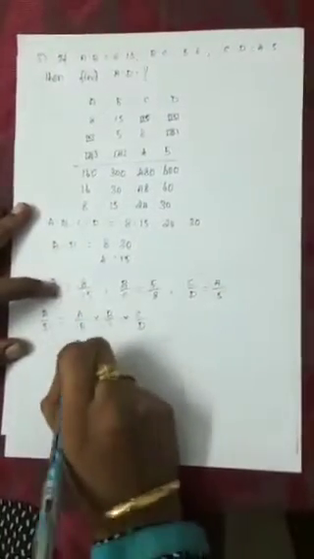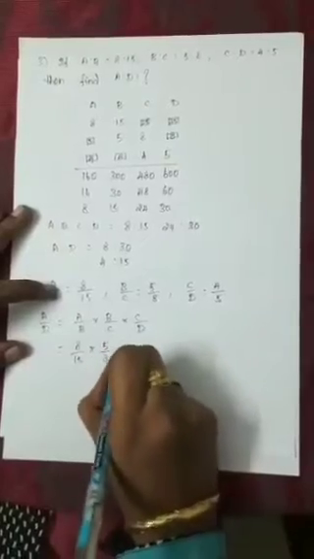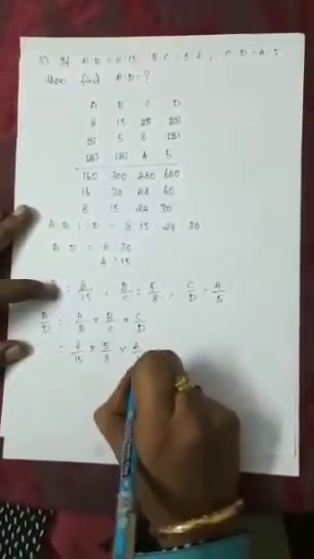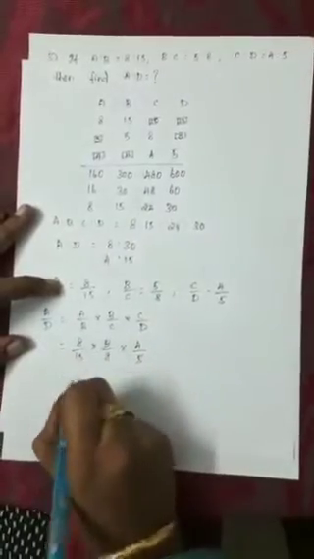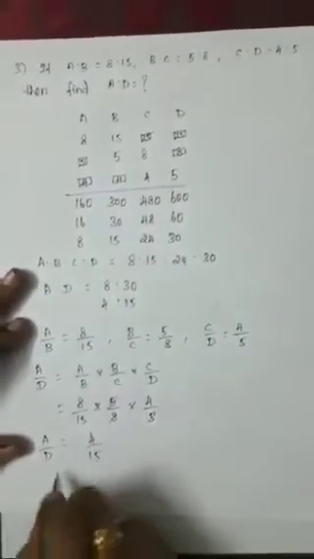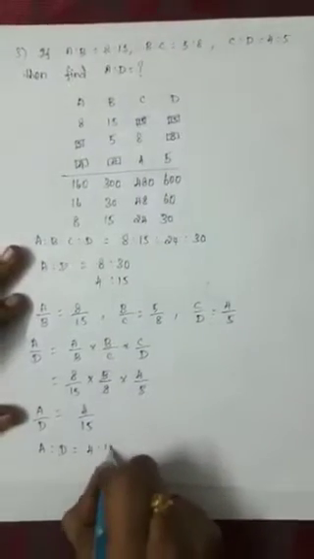A by B is 8 by 15, B by C is 5 by 8 and C by D is 4 by 5. Cancelling 5, 5 and 8, 8, we get 4 by 15. So A by D is equal to 4 by 15. That is A is to D is equal to 4 is to 15.